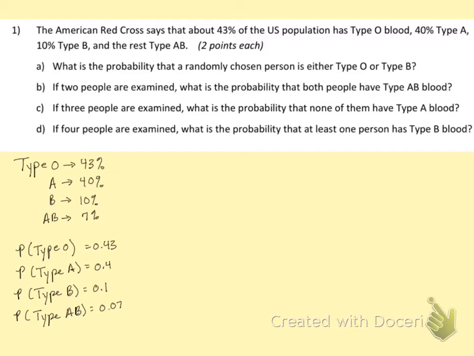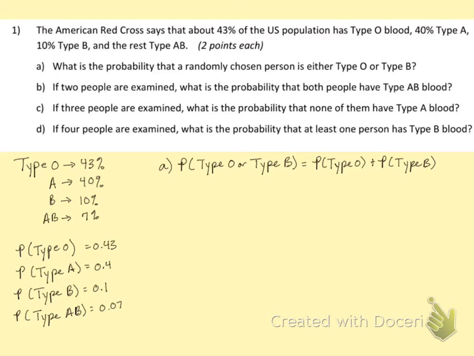So for part A, it says, what is the probability that a randomly chosen person is either type O or type B? So we're looking for the probability that a person is type O or type B. And because it's not possible for somebody to be both type O and type B, this or question is simply the probability of type O plus the probability of type B. And I'll let you finish the problem from there.